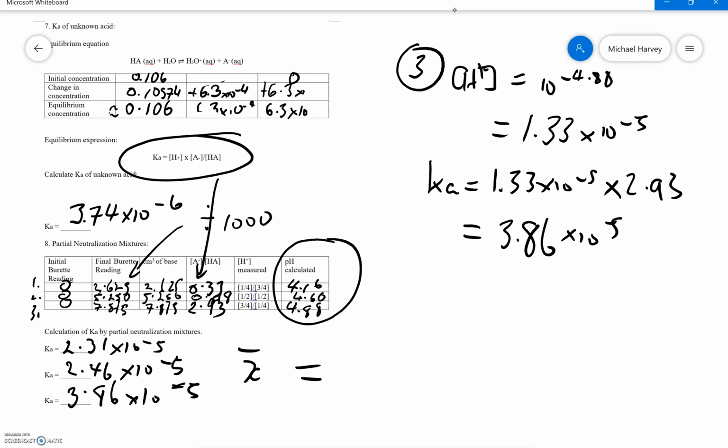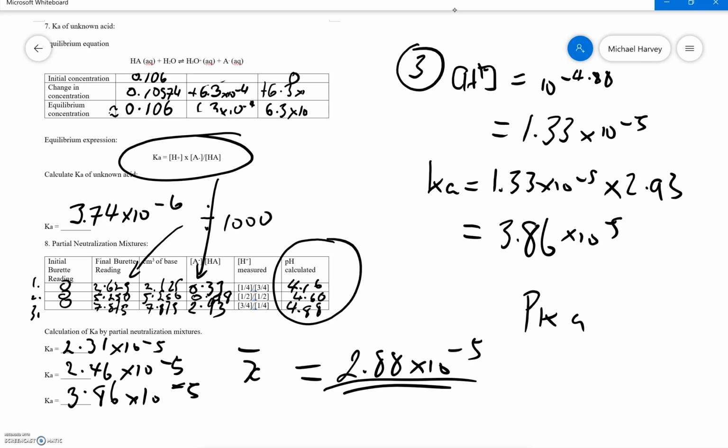The average will equal, once I calculate it, divided by 3, 2.88 times 10 to the negative 5. So that's our average using that number. Compare that to 3.74 times 10 to the negative 6 for the equilibrium method. There's definitely a disparity between the two, and you should comment about the associated accuracy and precision of those two methods. So I'm just going to convert that to a pKa.